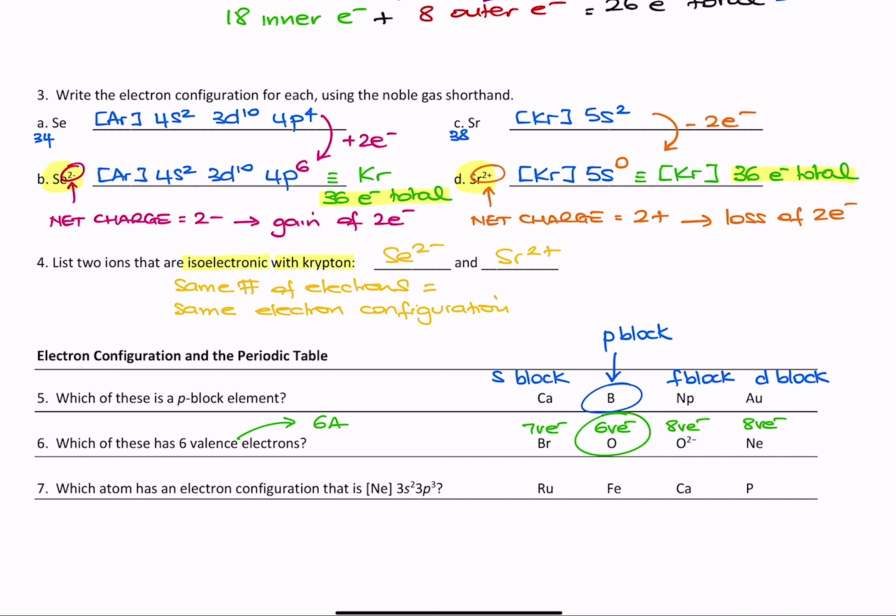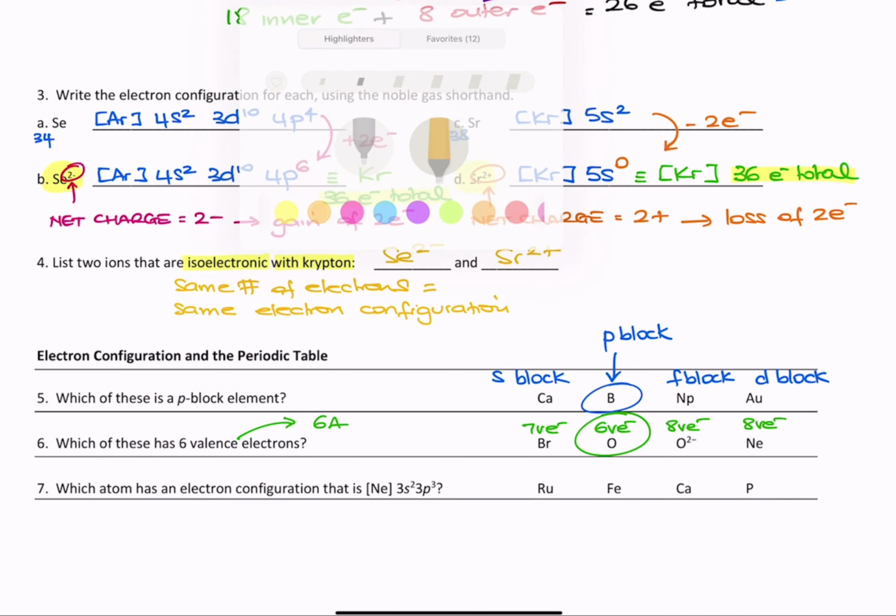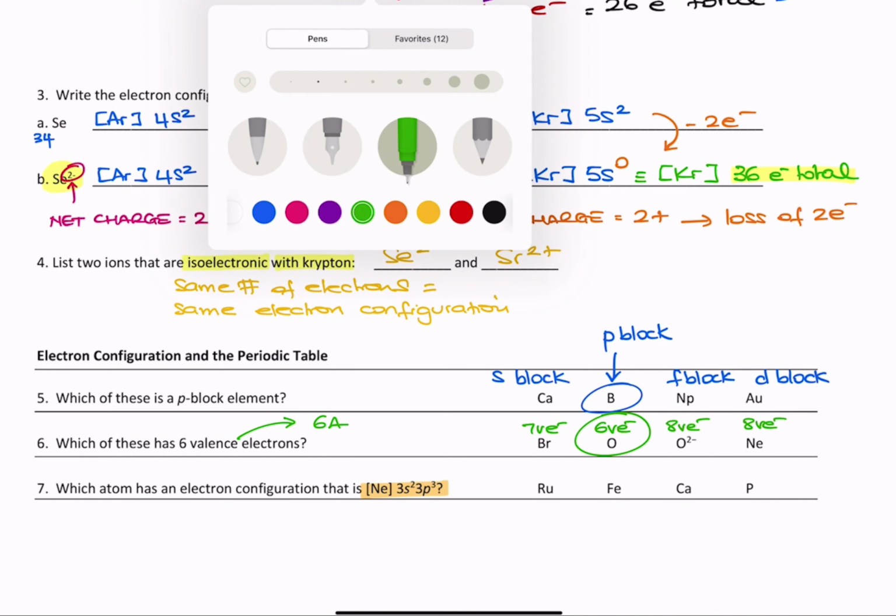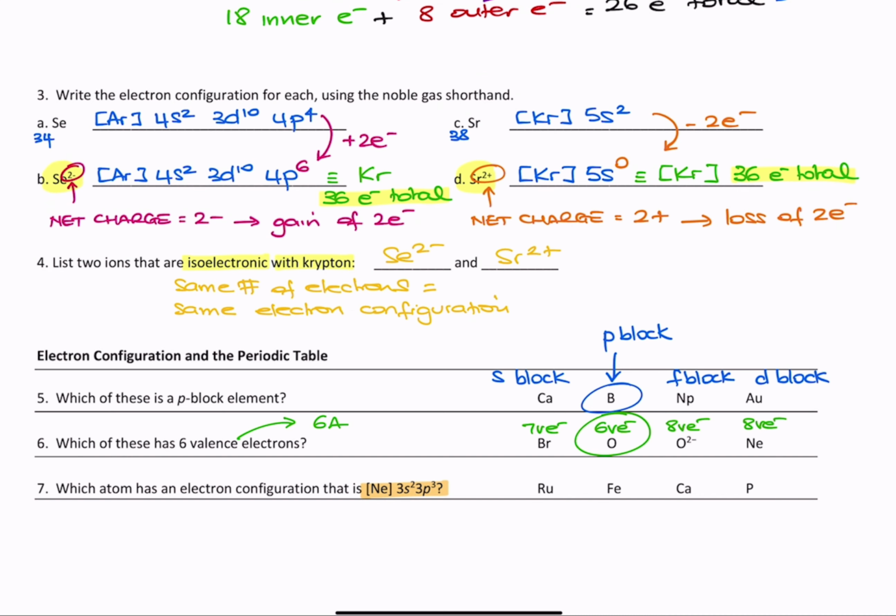Which atom has an electron configuration that is neon, 3s2, 3p3? So if we add up all the electrons, we have 10 for neon, +2 + 3, so a total of 15 electrons. Atomic number 15, the element that has the atomic number 15 is phosphorus, P.